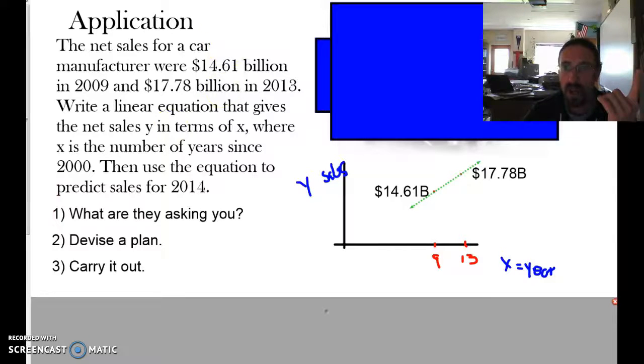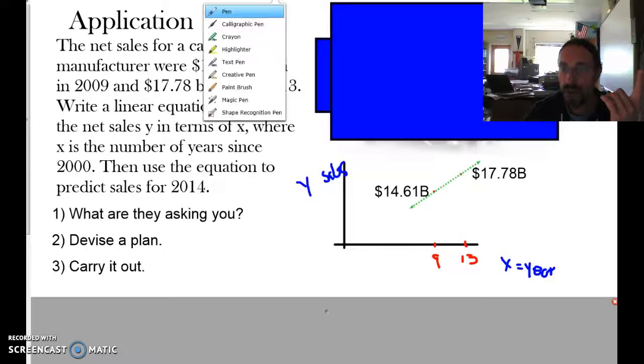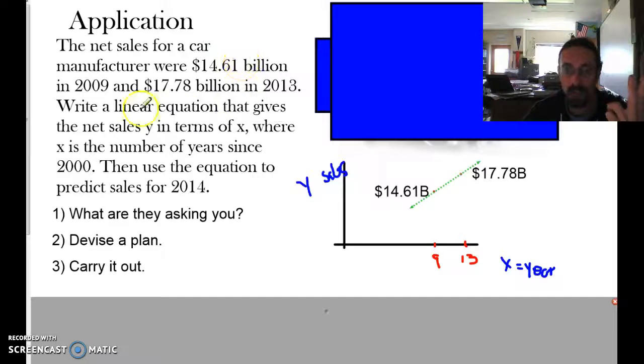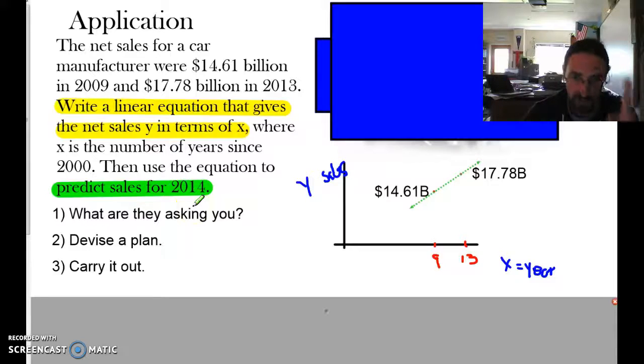So step 1, what are they asking you for? Let me pull out a highlighter because they're asking for 2 things here. First thing they're asking for is write a linear equation that gives the net sales y in terms of x. Okay? And 2, they're saying predict sales for 2014. What I'd like you to do right now is devise a plan, carry it out, and then come back and check in with me. So go ahead, pause the video.